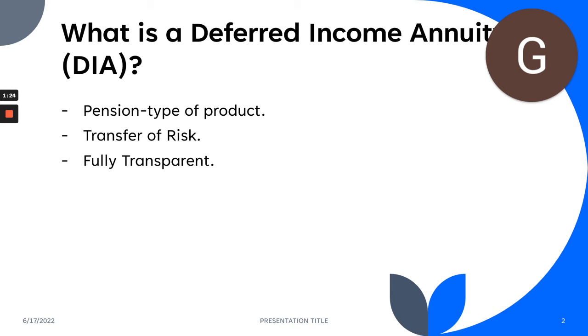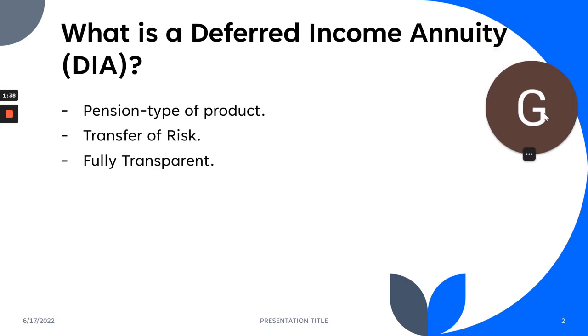With a deferred income annuity, you're maybe waiting 2 to maybe 30 or 40 years. So it's a pension type of product really intended to secure income payments way into the future. So I'm going to move my little icon there so you can actually see what is a deferred income annuity. Sometimes it's known as a DIA.